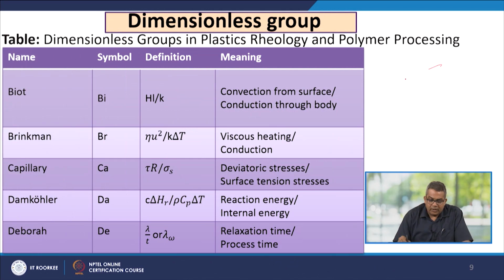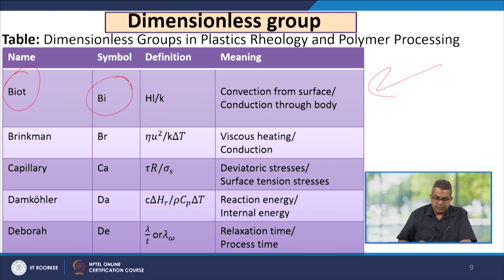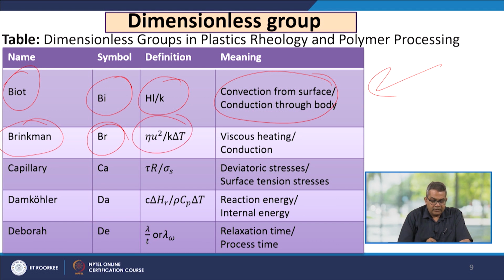Now, this particular table represents the dimensionless groups in plastic rheology and polymer processing, like the Biot number. The symbol is Bi, represented as h L over k, that is convection from the surface and conduction through the body. Then the Brinkman number, represented as Br, is represented as eta U squared over k delta T. This is the ratio of viscous heating and conduction.